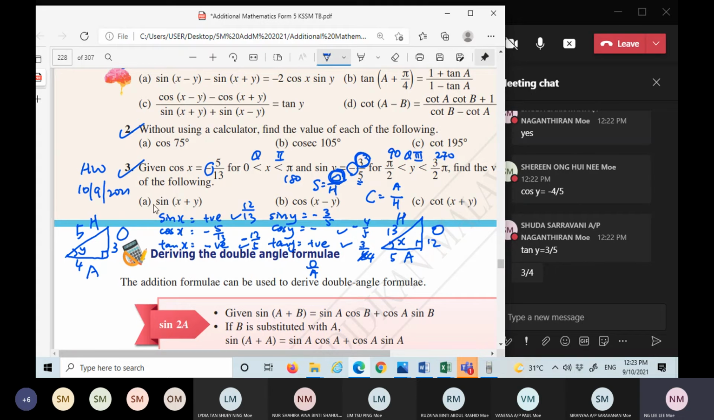Okay, I want you to write for the A by using addition formula. Okay, type for me. What is sine x plus y? By using addition formula. What is sine x plus y?